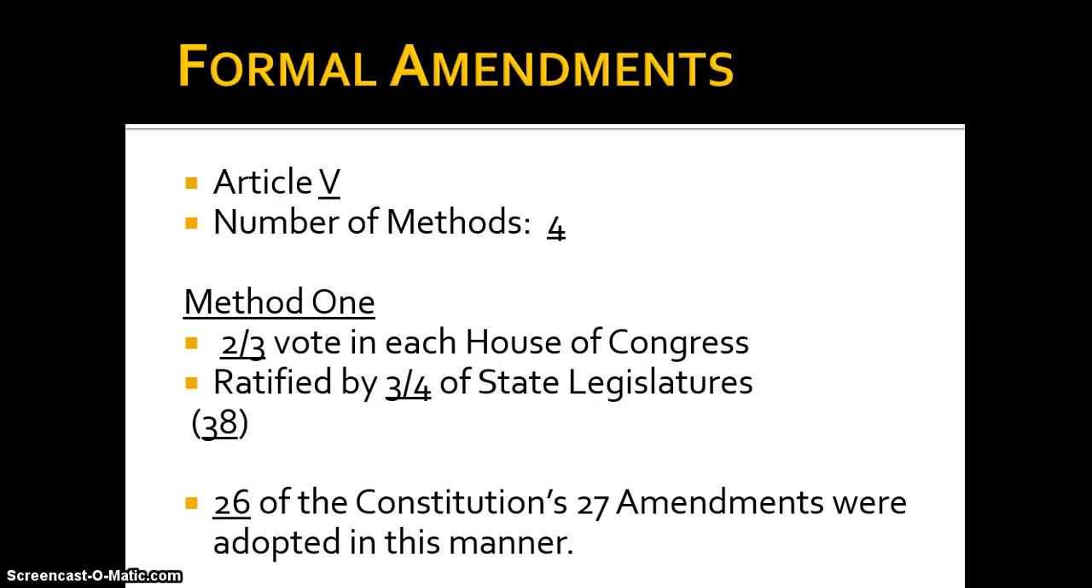Now, there are 4 ways to amend the Constitution, or change it, that can be found in Article 5. And we're only going to look at one way, because 26 of the 27 amendments were adopted this way. And that is a 2/3 vote in each house of Congress, that is House and Senate, ratified by 3/4 of state legislatures, which makes for 38 states. So this is the conclusion of Lesson 2, the Constitution.